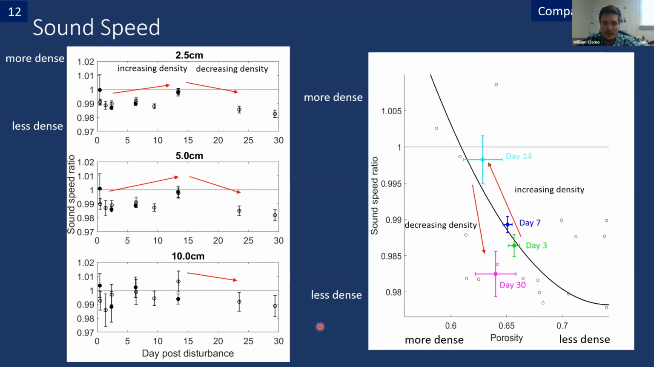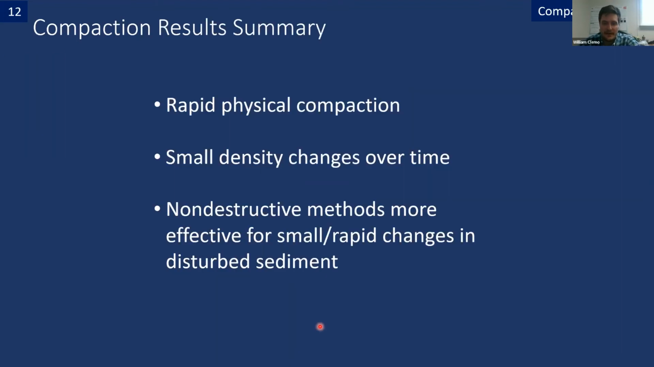To bring it all together, it appears that most of the physical compaction occurred rapidly within the first day, but surprisingly, there may have been small density changes after elevation change stabilized that were not apparent in porosity measurements. This is likely due to the destructive nature of porosity coring and sectioning, especially for disturbed sediments that might be prone to compaction while you're taking that core. Sediment-water interface height and acoustic measurements are nice non-destructive measurements that appear to be more effective methods for these small and rapid physical changes. But anyway, let's move on to our cohesive variables.